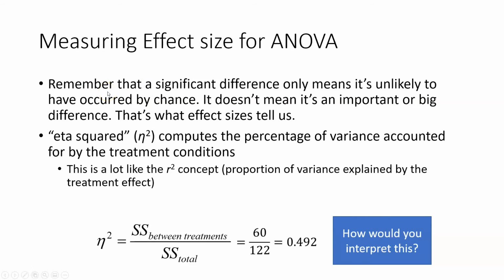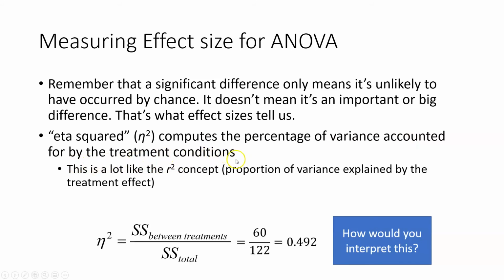I want you to now remember that when we went through all of our previous t-test modules, if we found a significant difference, that only meant it's unlikely to have occurred by chance. It didn't tell us whether it's an important or a big difference, and that's what effect sizes are for. In an ANOVA, we don't run the R-squared like we used to with the t-test, but we run something that's almost the same. It's really interpreted the same, and it's computed very similarly. It's called eta squared, a Greek letter eta. So the eta squared computes the percentage of variance that's accounted for by the treatment conditions.